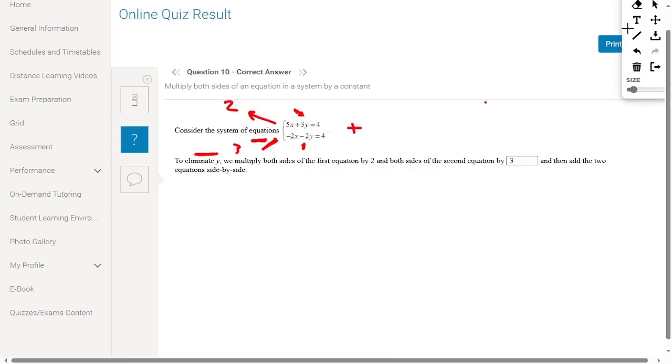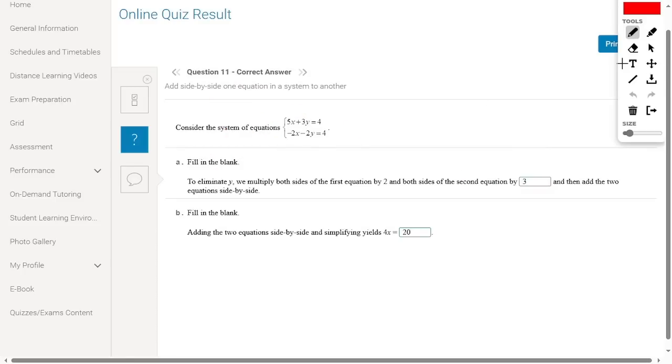So here we multiply both sides of the first equation with 2, okay, and the second equation with 3. And then add the two equations side by side. Consider the system of the equation 5x plus 3y equal to 4, minus 2x minus 2y equal to 4. Here, fill in the blank to eliminate y. We need to eliminate y, so we multiply both sides first equation by 2 and the second equation by 3, as we mentioned in the last question. And add them side by side.